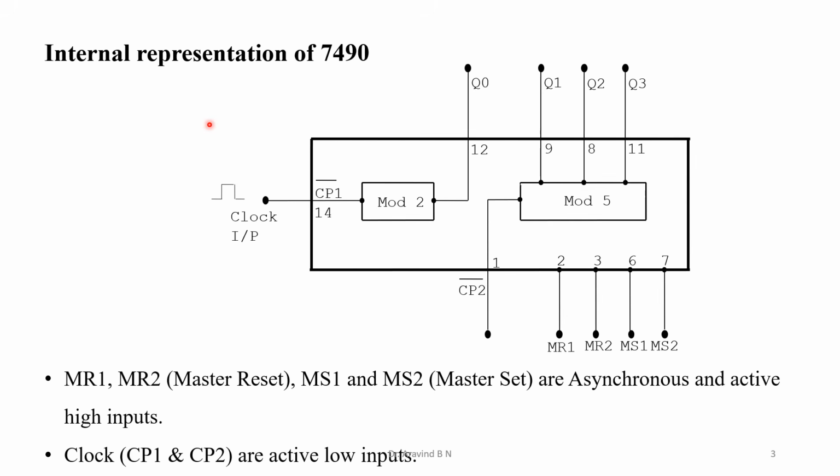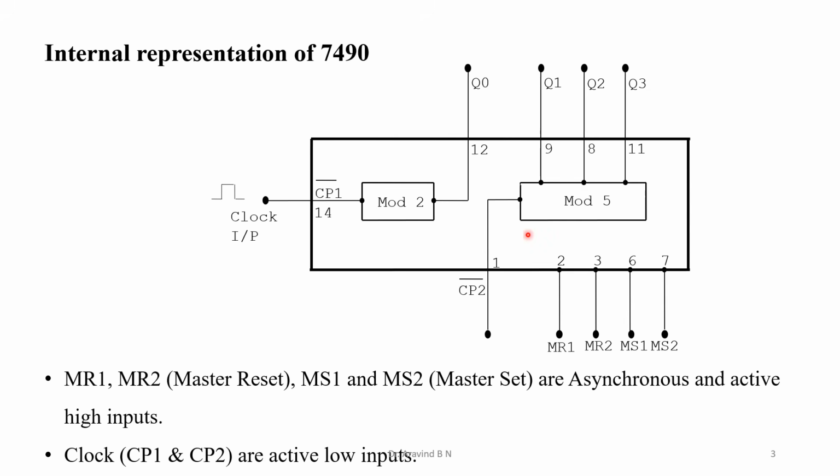Now let us get into the internal representation of the 7490. As I told you before, it consists of two internal counters. This is the first counter, the 1-bit counter, also known as the mod 2 counter. One more is the 3-bit counter, also known as the mod 5 counter. Each individual counter has a separate clock input, and also independent outputs. This is a 1-bit counter, therefore it has only one output. This is a 3-bit counter, therefore there are three outputs.